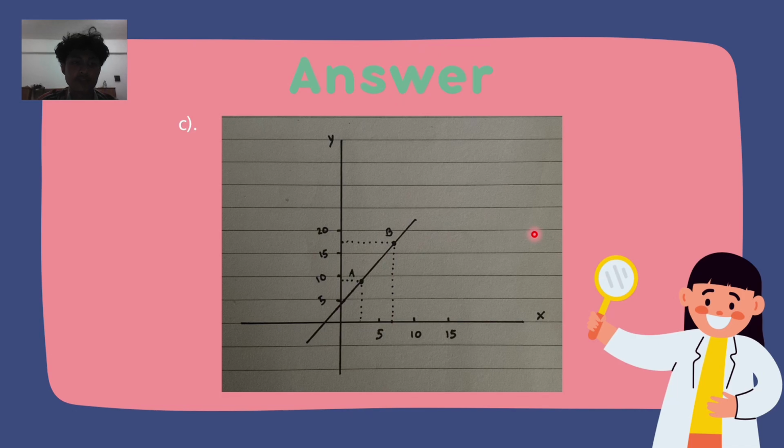Now, the first one is 3.9. This is 3 for x and this is 9 for y, for the point here. Next, 7.17. This is 7 for x and this is 17 for y, for the point here. The last step is we draw a line following the points like this.